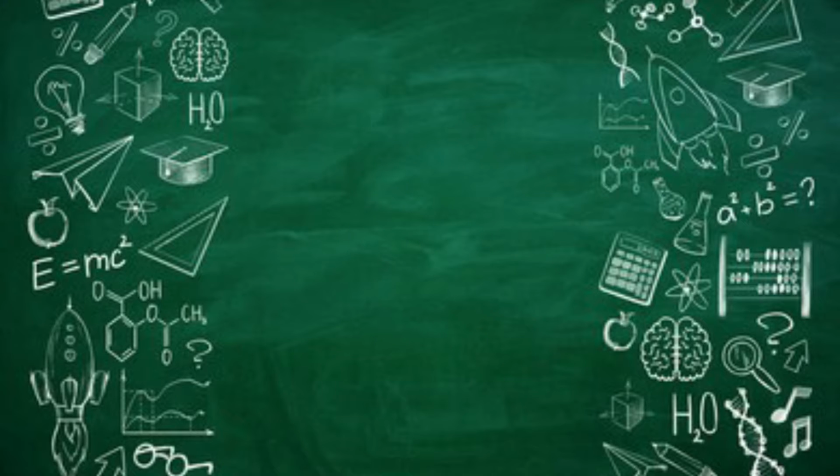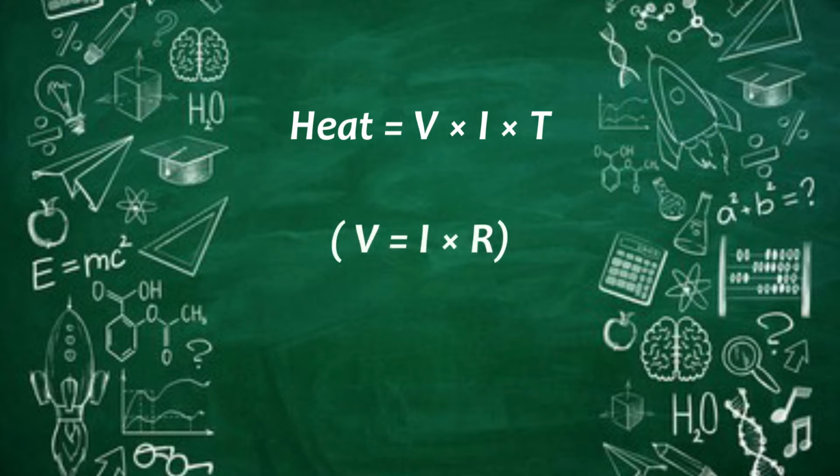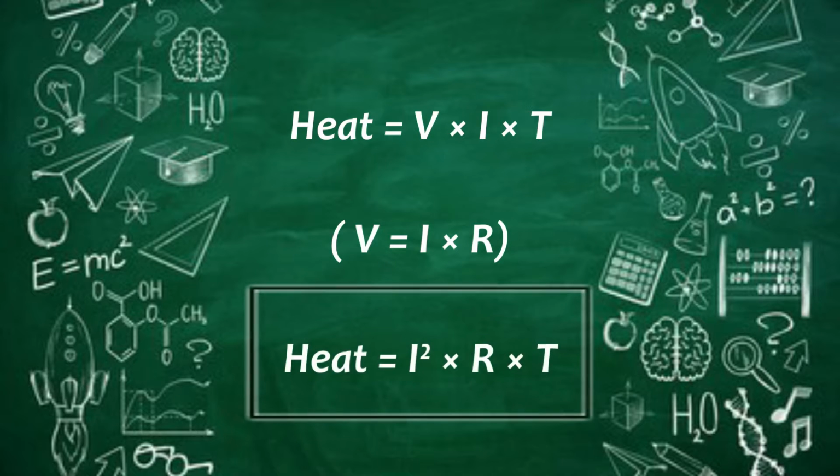Now, what happens to this energy expended by the source? This energy gets dissipated in the resistor as heat. Thus, the amount of heat H produced in time t is H equals VIt. If we apply Ohm's law here and substitute V as IR, we get H equals I squared Rt.